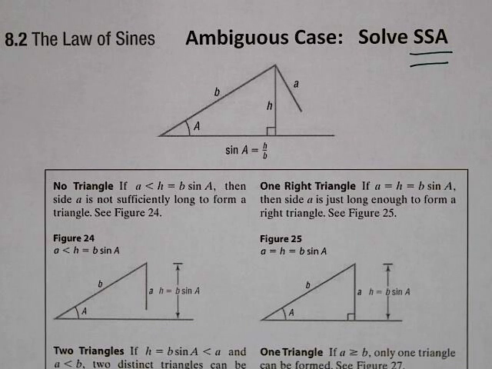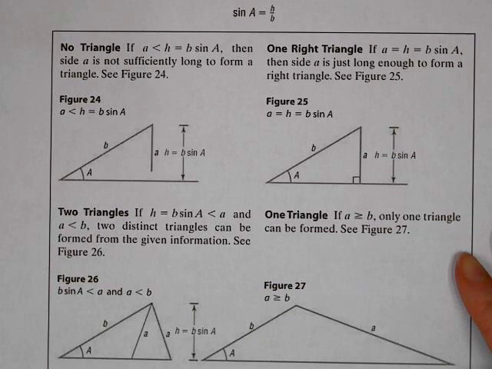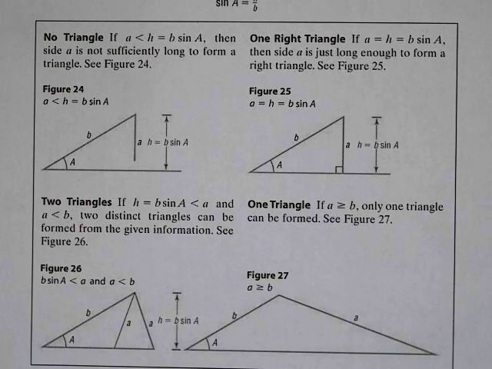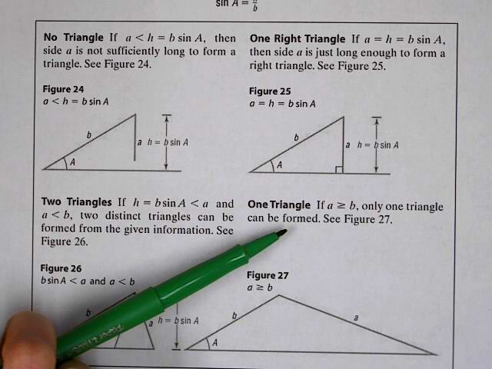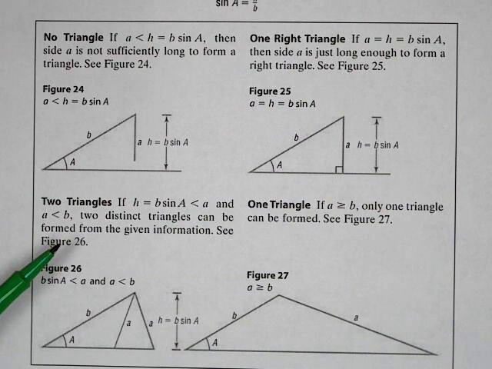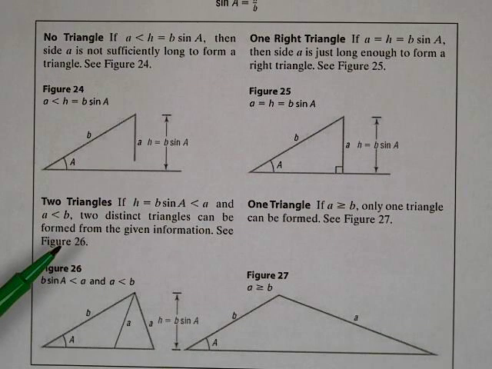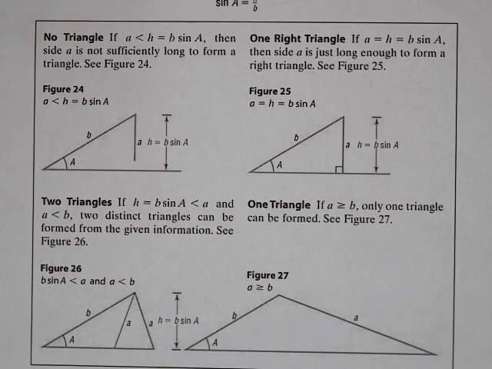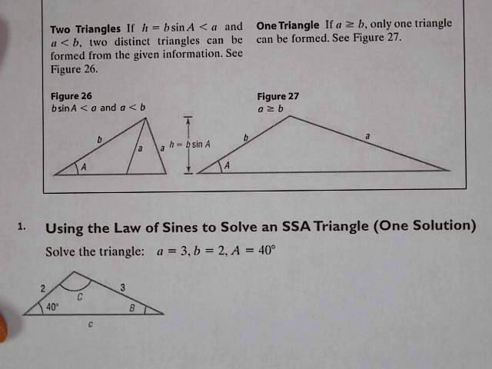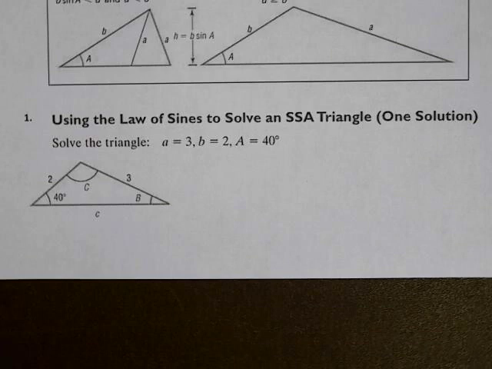So it turns out when you have an angle, a side, and a side, there's a couple situations that can happen. You could have no triangle. You can have one triangle, or sometimes there's a way to even make two triangles from an angle, a side, and a side. Feel free to look through this, but I'm just going to show you how to do it. Okay, so let's look at number 1 here.